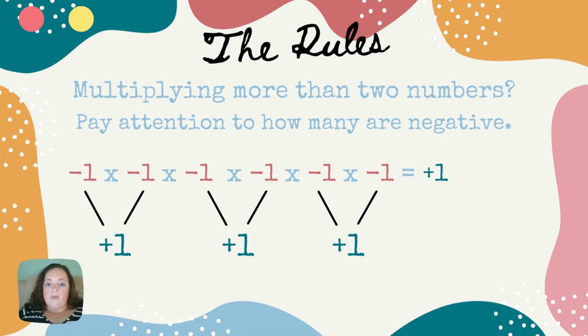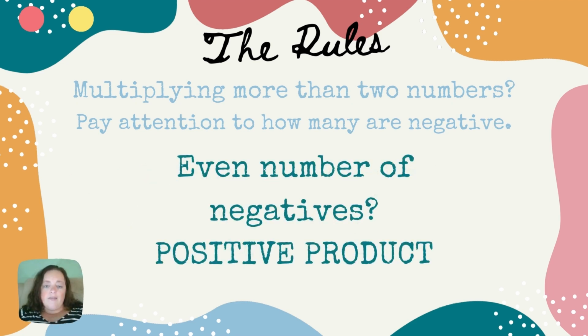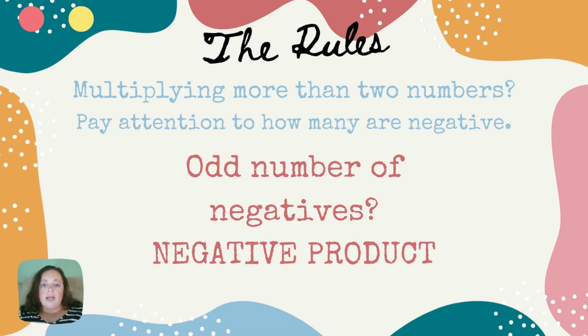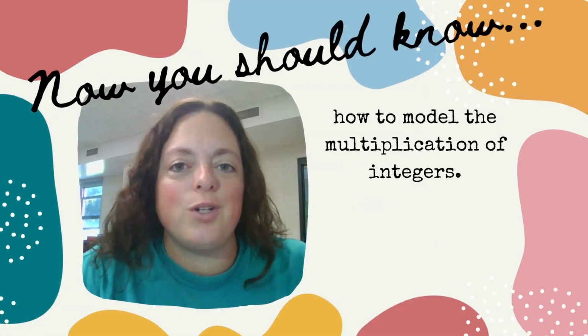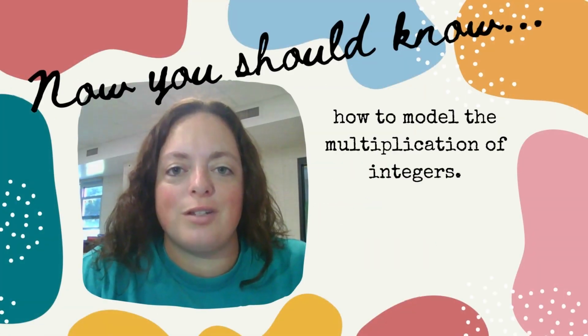So what you should be able to figure out from this is if you have an even number of negatives that you're multiplying together, like 2, 4, 6, 8, 10, etc., then basically they buddy up and the two negatives become positive. So an even number of negatives multiplied together makes a positive product. But multiplying an odd number of negatives together will give you a negative product. Now you should know how to model the multiplication of integers.